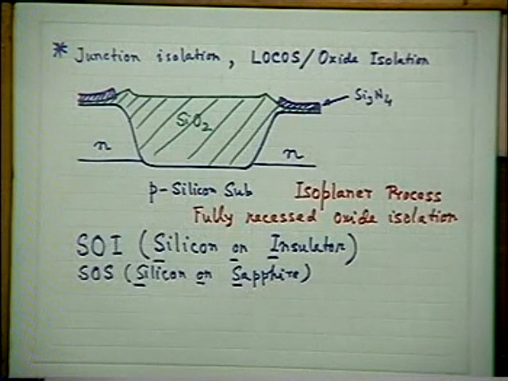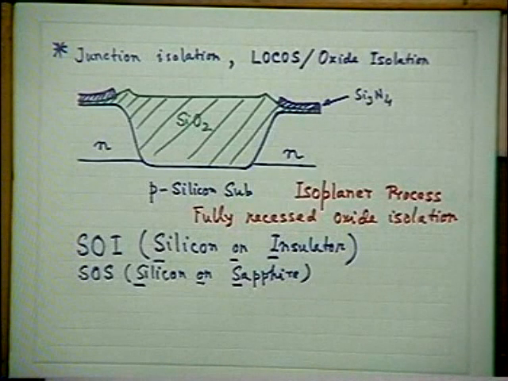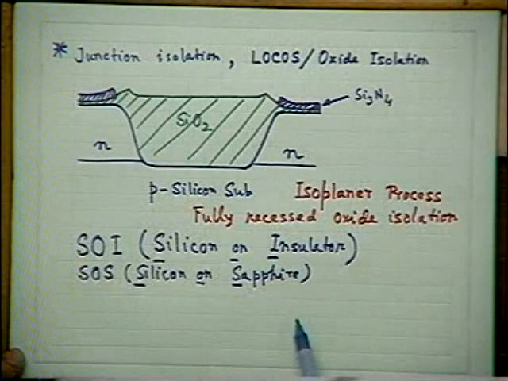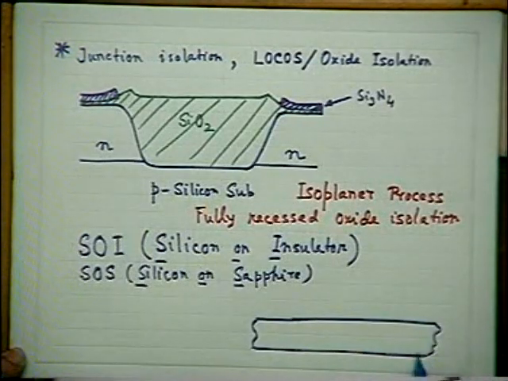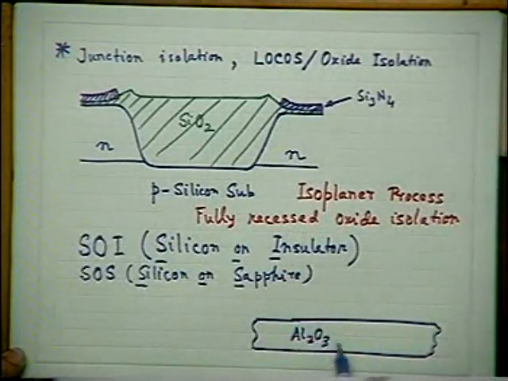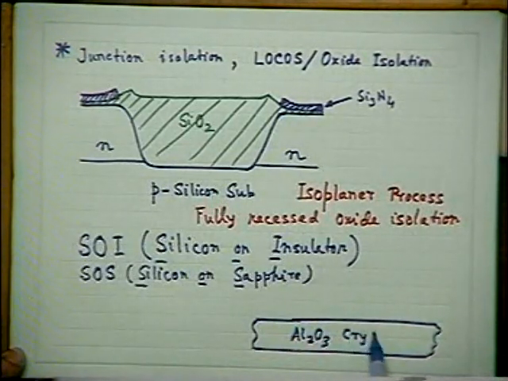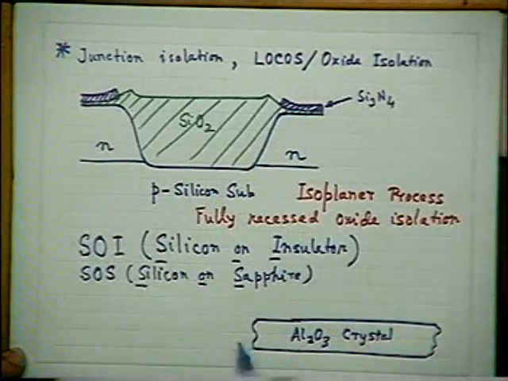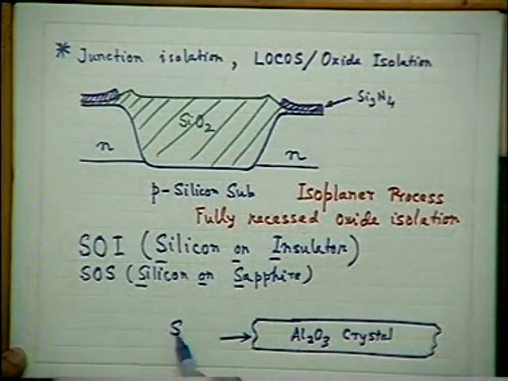What is sapphire? Sapphire is nothing but alumina crystal, Al2O3 crystal. So if you have a piece of sapphire like this, Al2O3 crystal, this is what is known as sapphire.